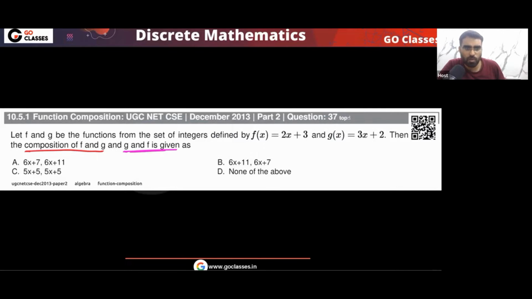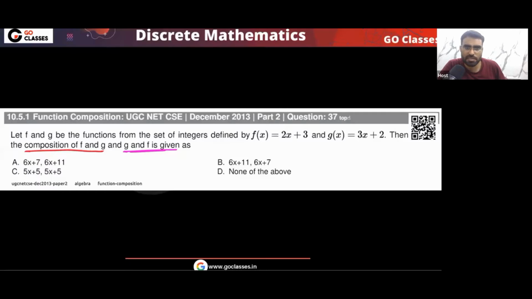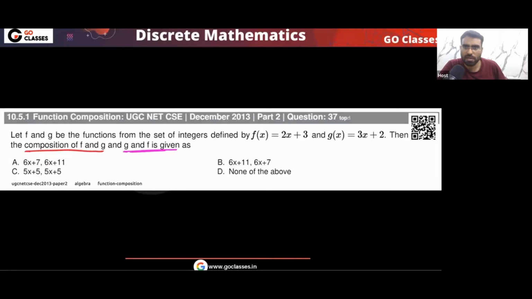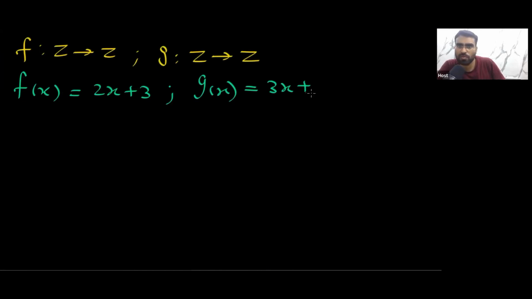Let's find fog, gof. F, G are given to you. So F is from integers to integers and G is from integers to integers. The question is saying that Fx is 2x plus 3 and Gx is 3x plus 2. Tell me, what will be fog x?